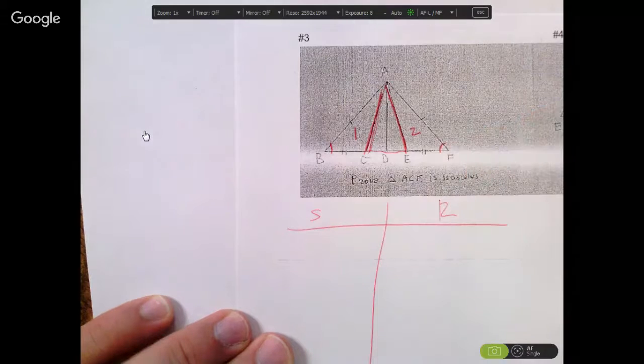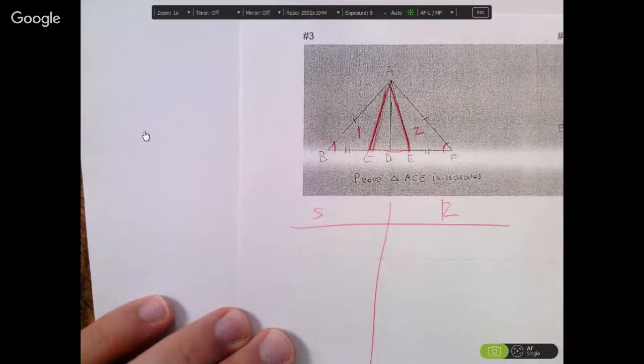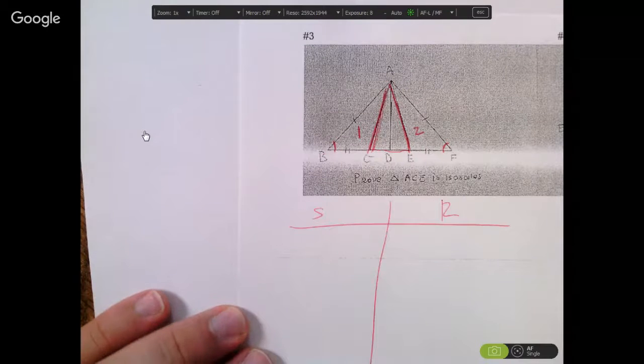Now I've got to be careful because I mark that, and I know that students, once they mark it, want to say given. But if it's in red, it's not given.